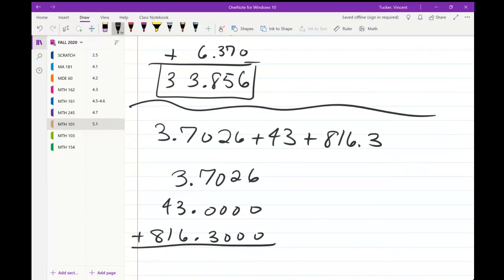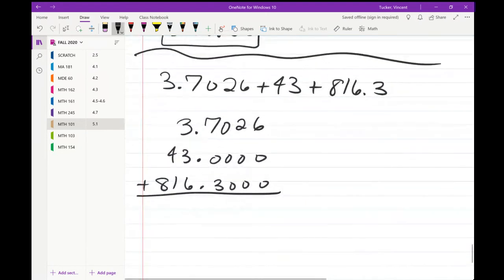All right, so we have 3.7026, 43. And remember, if you don't see a decimal, they assume you know it's to the right of the rightmost digit. So let's move behind that 3. So I added 4 zeros as placeholders. Then we had 816.3. So I added 3 zeros for placeholders.